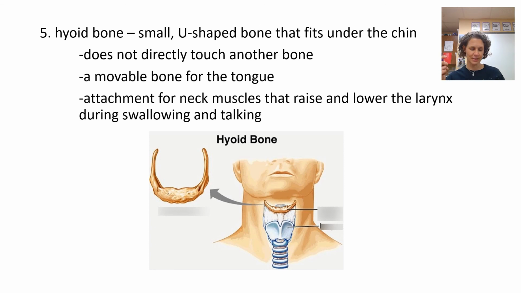Okay, last bone. This is one of the weird ones. They don't really know where to put it. It is your hyoid bone, and it is a little U-shaped bone that fits right up under your chin, and it is the only bone that doesn't touch another bone, which is kind of weird. It is an attachment point for your tongue, so it helps with talking and swallowing, moving stuff around in your mouth when you are eating. It is also an attachment for the neck muscles that move your larynx around, your voice box. And so it again helps with swallowing and talking.